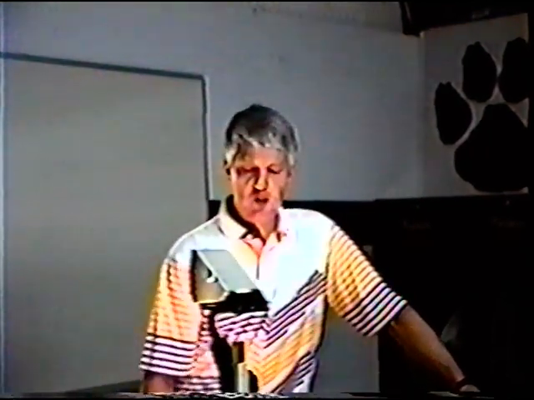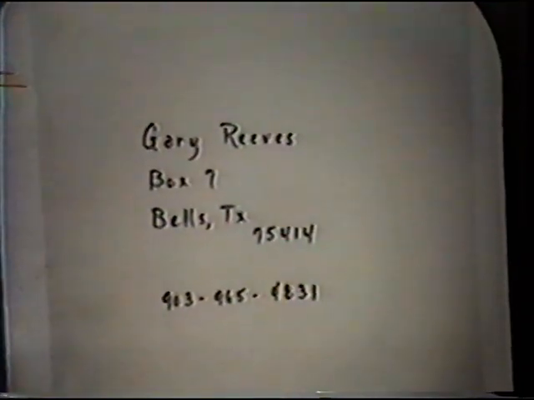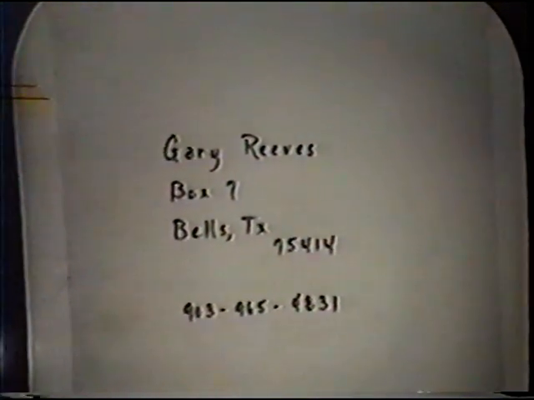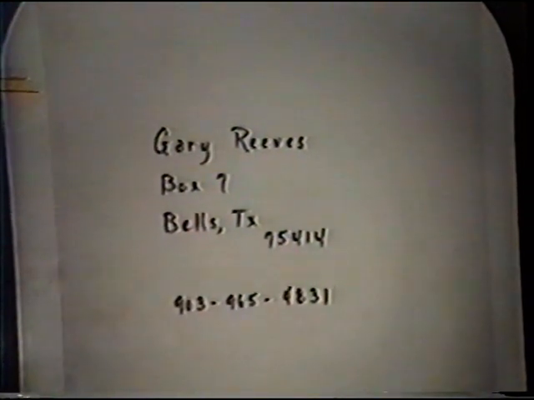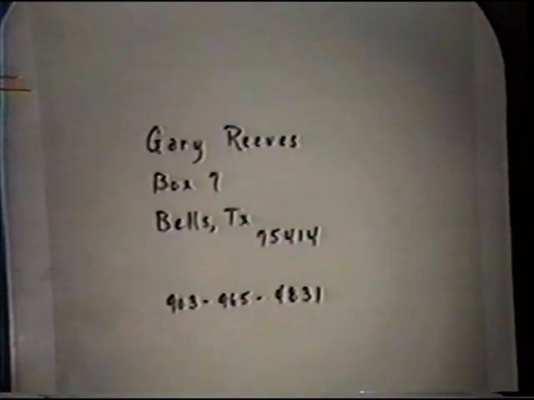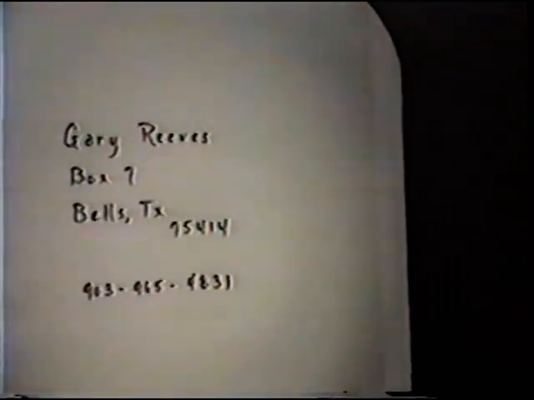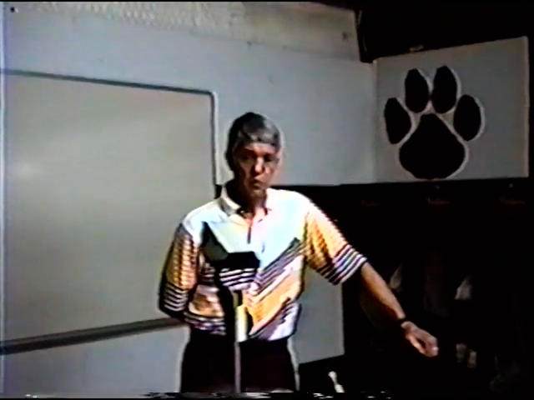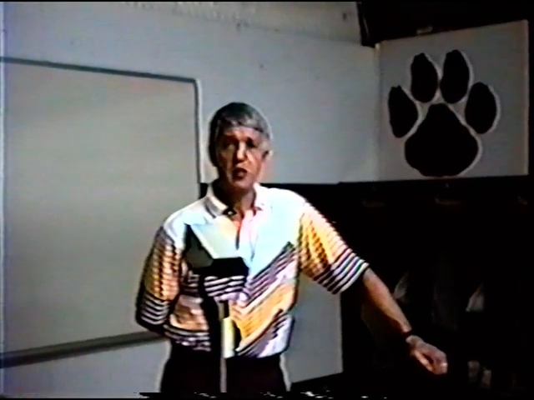If you'd like to get in touch with me, you could probably reach me at that address there, just Gary Reeves, Box 7, Bells, Texas, 75414, and the school phone number there, area code 903-965-4831. And if there's something I can help you with, well, I'd enjoy talking with you, enjoy talking football and talking offensive football with anyone, and I hope that I've been some help on this.